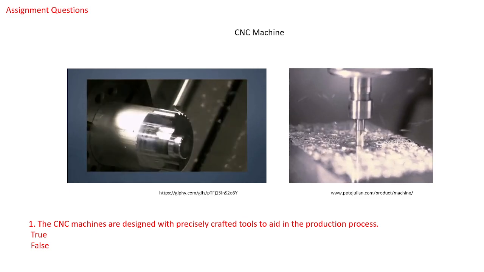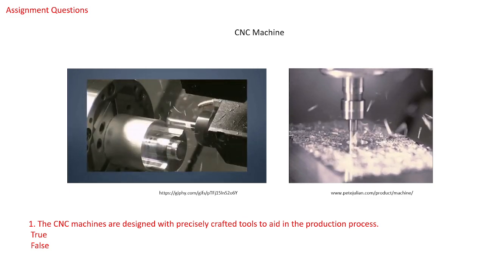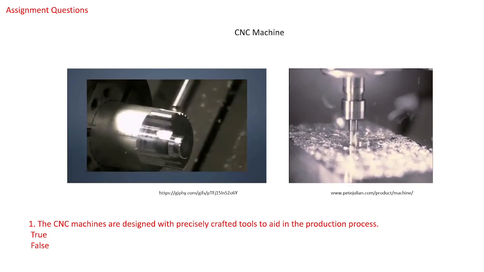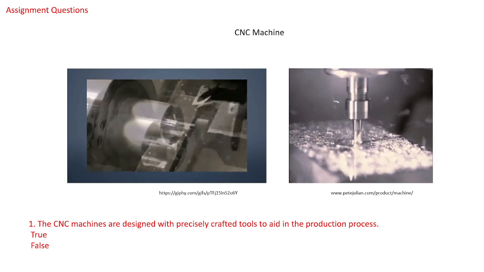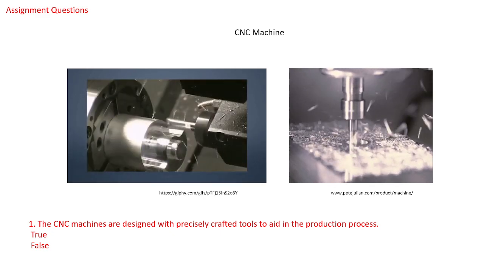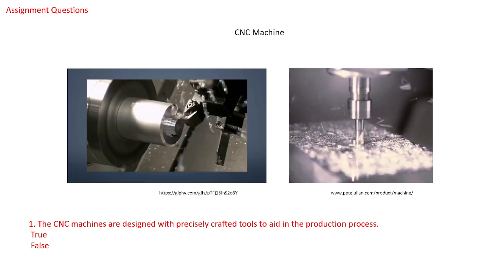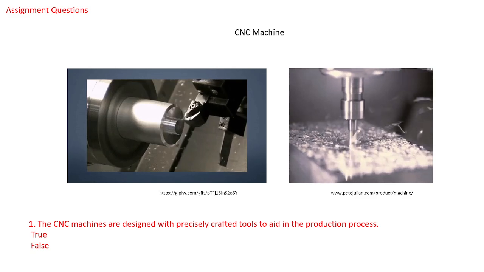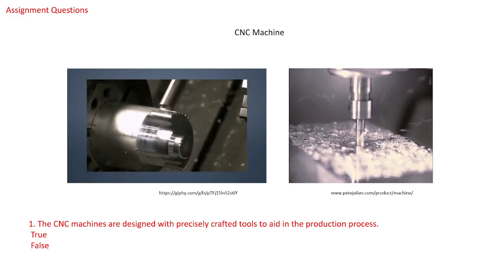If we see those two animations, the left side one is CNC turning, and the right side one is CNC milling. So what is CNC machining? As discussed in previous lectures, it's a computer controlled process which involves a cutting tool to remove material.